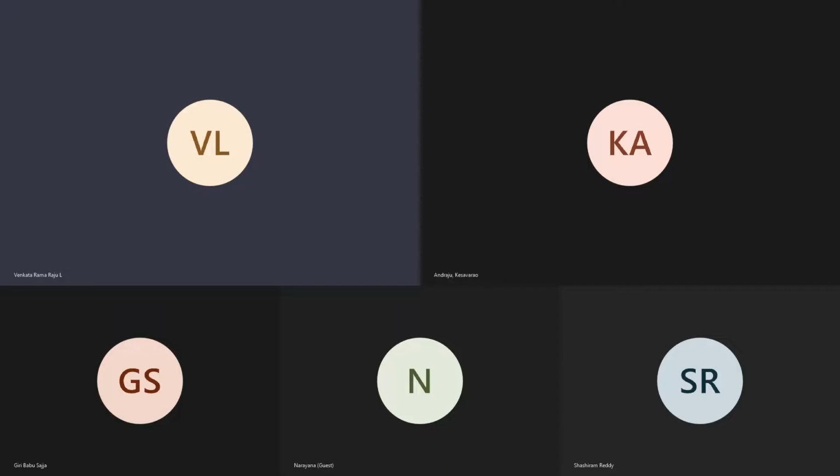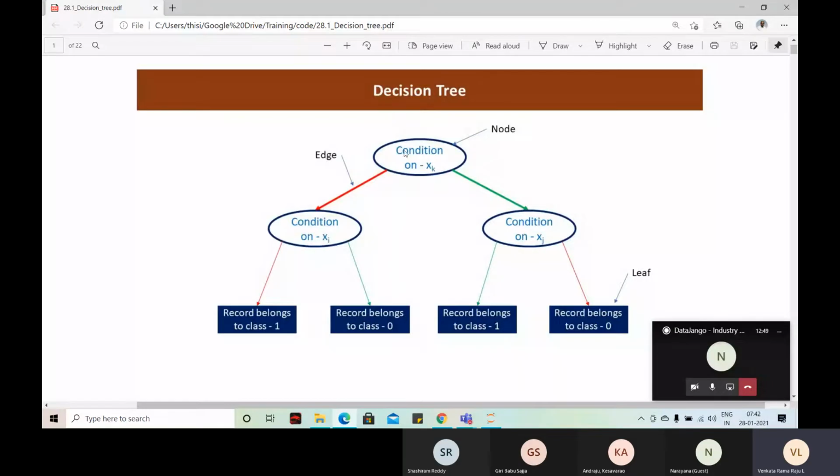All, we should know what is a decision tree. In a decision tree, there will be edges and nodes. A node is the condition on which the data is split, and an edge is the direction in which the data is going. Basically, an edge shows the path it goes on. So the condition is the main thing.